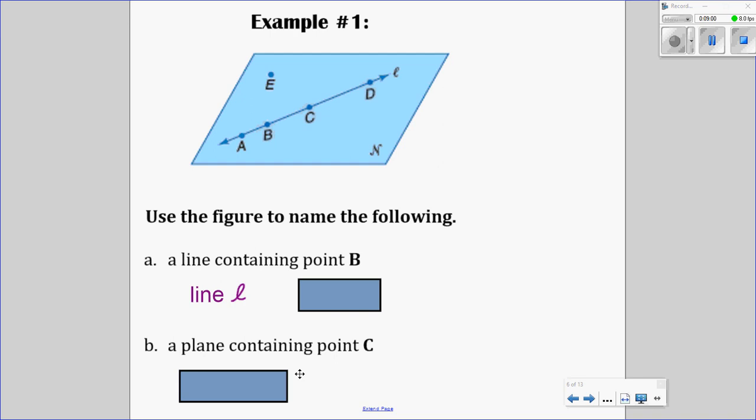So we need to name a plane containing point C. Okay, so we see point C. What plane is it on? How do we label it? It's plane N. Remember, if you do not put these labels like line L, plane N, and you just put the letter, it's not going to be complete. You need to be precise and accurate. You need to label. Without those labels, you lose points for that, especially on a test.